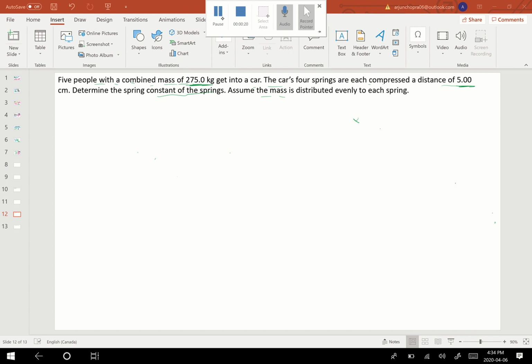So there are 5 people having the mass of 275 kgs combined. Let's say this is a car, and rather than showing the tires, I'll show the 4 springs, as we are talking about the spring force right now. So these are the car's 4 springs, each compressed to a distance of 5 centimeters. This tells me that the weight is equally distributed, and it is also written here: assume the mass is evenly distributed over the 4 springs.